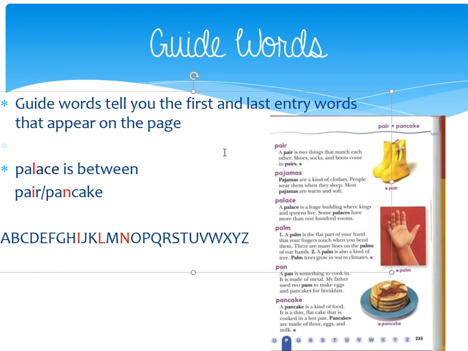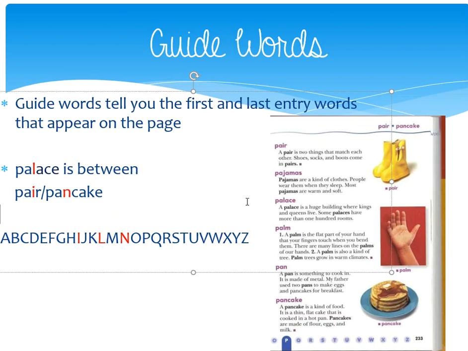So your goal is to figure out where is the word palace. Okay, does it fall between the words pear and pancake? So here's the word palace. Is it between pear and pancake? Yes, because look over here at my dictionary. Does L fall between I and N, those third letters? Yes. So palace falls between pear and pancake. That's why it's on this page alphabetically. So we had to look at the third letters here.